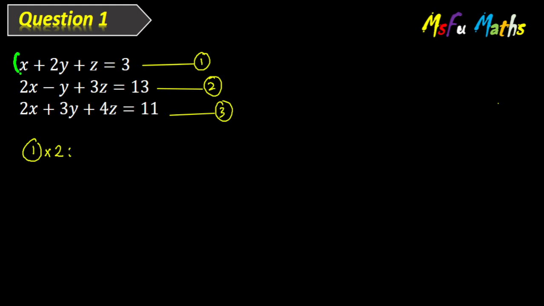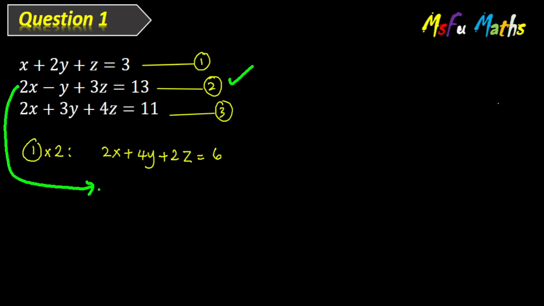When you multiply by 2, you get 2x plus 4y plus 2z equals 6. You multiply everything by 2. So I write here 2x plus 4y plus 2z equals 6. Then equation number 2, you just copy at the bottom here, so that it's easy for us to subtract later on: 2x minus y plus 3z equals 13.